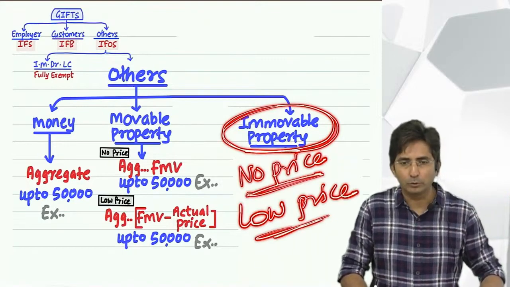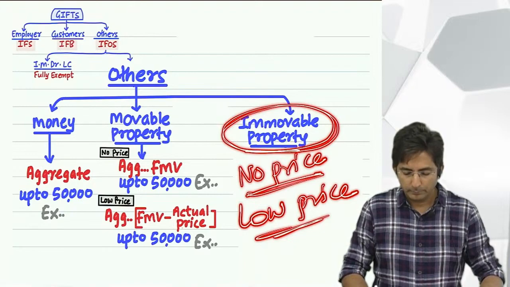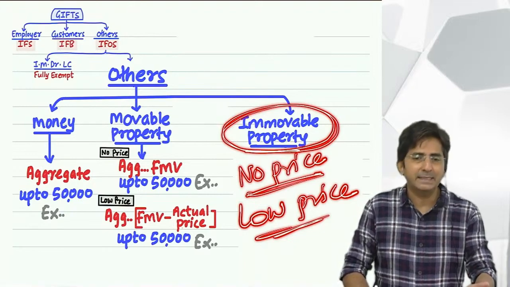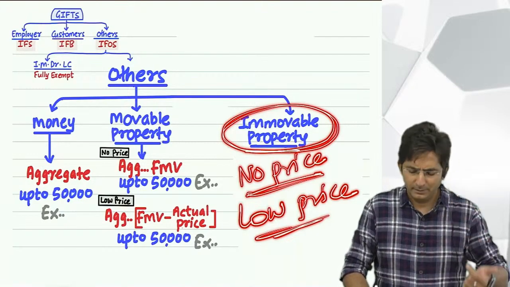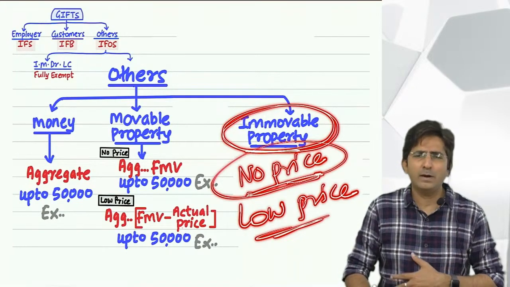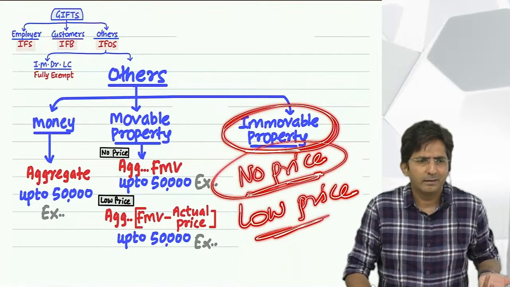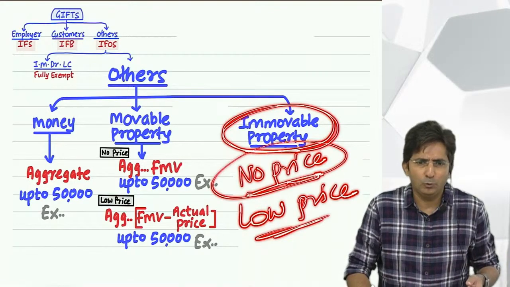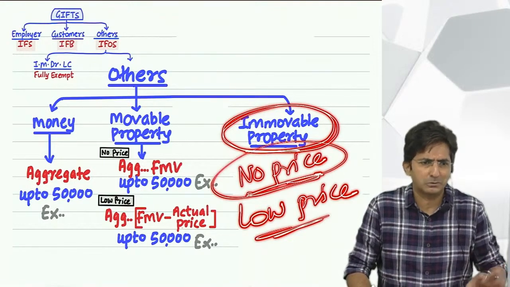Give me an example of both. You imagine the example, if you are not saying it, at least you think. See, no price means totally free. It means I got one house free. It means some of my friends give me, you want this bungalow? Take it, it's yours.